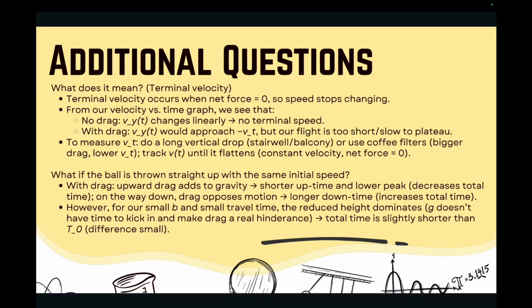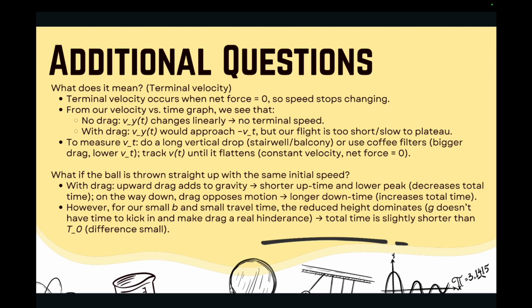To measure terminal velocity, we could do a long vertical drop, so there's enough time for our object to reach terminal velocity, or we can use coffee filters to make a bigger drag, which reduces the terminal velocity, because you have to get F net equals 0. That's another way we could find terminal velocity. But what if the ball is thrown straight up with the same initial speed?